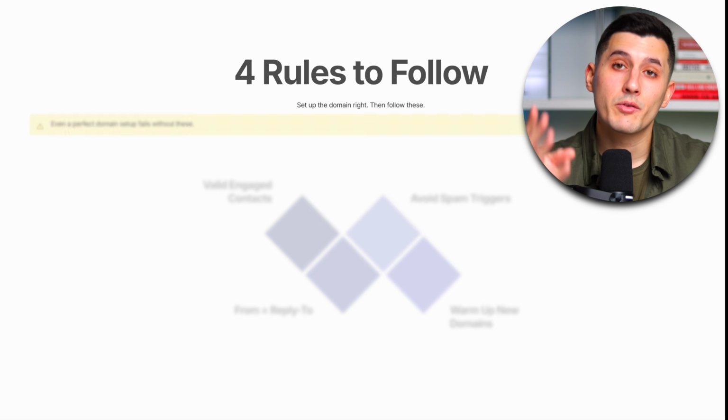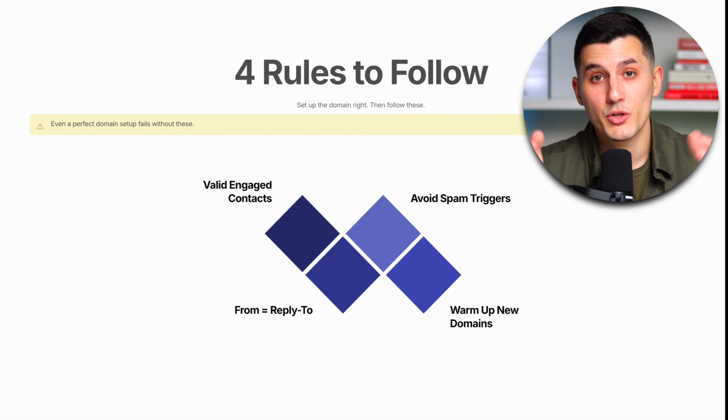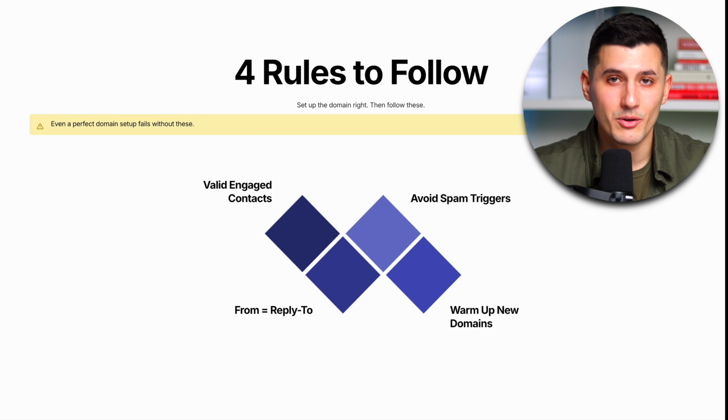So now that we've covered the 4 different methods of setting up an email sending domain, we also need to cover the 4 critical rules that you need to follow. Because even if you set everything up in HighLevel the right way, you will still end up in spam if you avoid these rules. Now let's start with the simplest rule, but one that gets overlooked constantly.